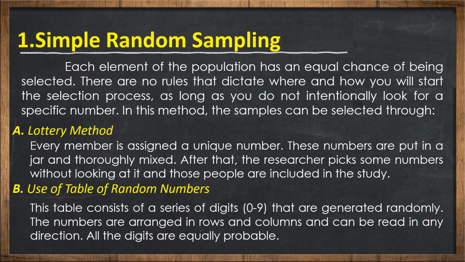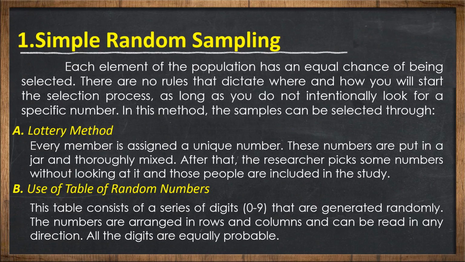In simple random sampling, each element of the population has an equal chance of being selected. There are no rules that dictate where and how you will start the selection process as long as you do not intentionally look for a specific number. In this method, the samples can be selected through the lottery method. Every member is assigned a unique number, and these numbers are put in a jar and thoroughly mixed. After that, the researcher picks some numbers without looking at them, and those people are included in the study.